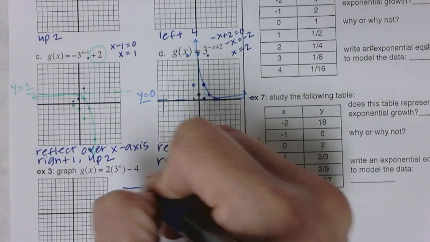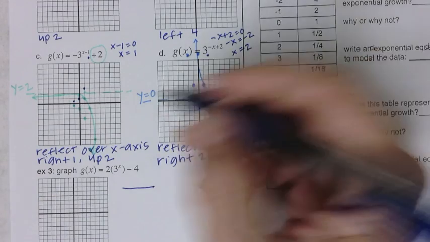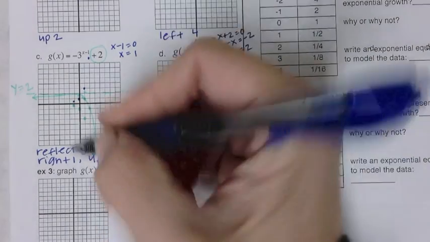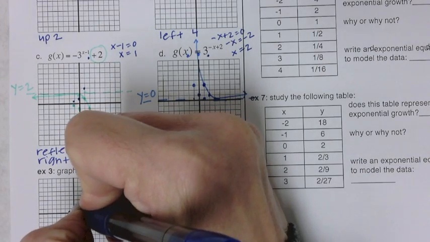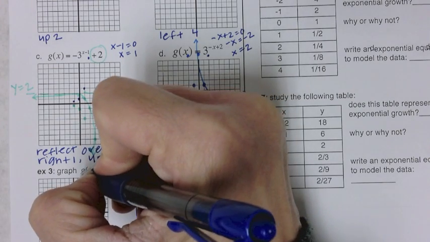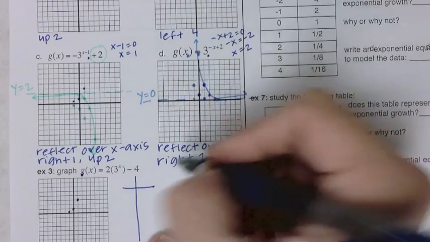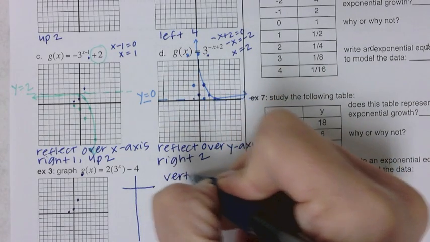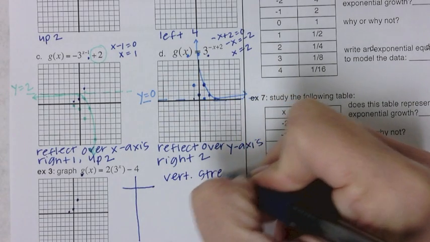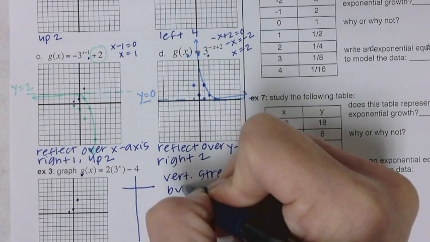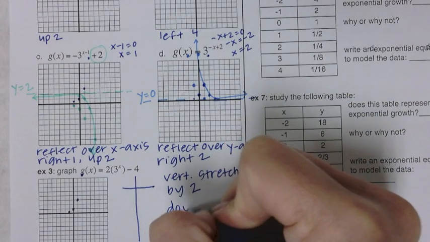Remember, I'm going to show you 2 different ways. First, I'm actually going to make a table, but I'm going to hold off on that. Right now I'm getting my points on here. Those are the points from 3 to the x, because that's my parent graph. And I'm acknowledging that I have a vertical stretch by 2, and then I'm going to go down 4.